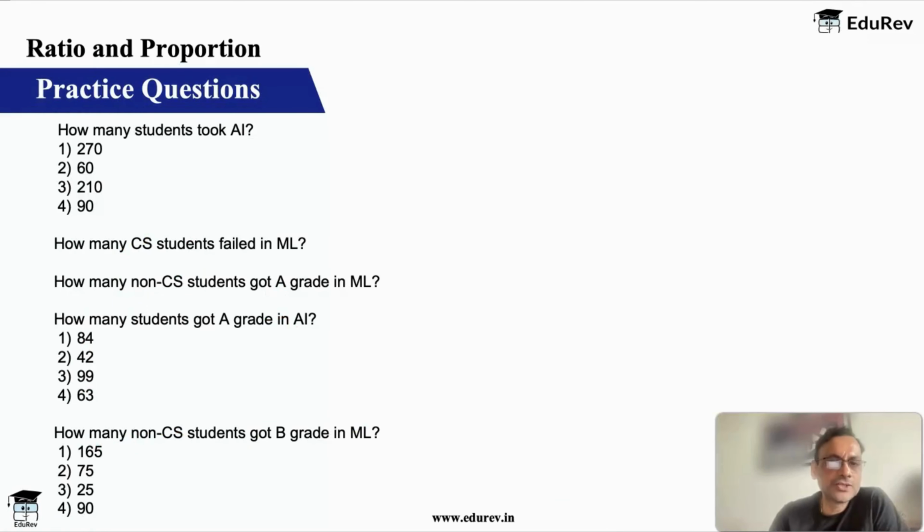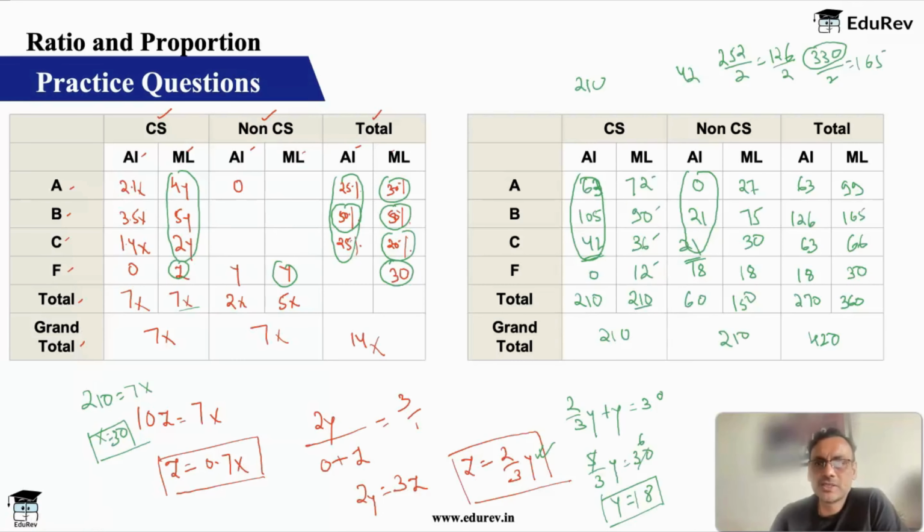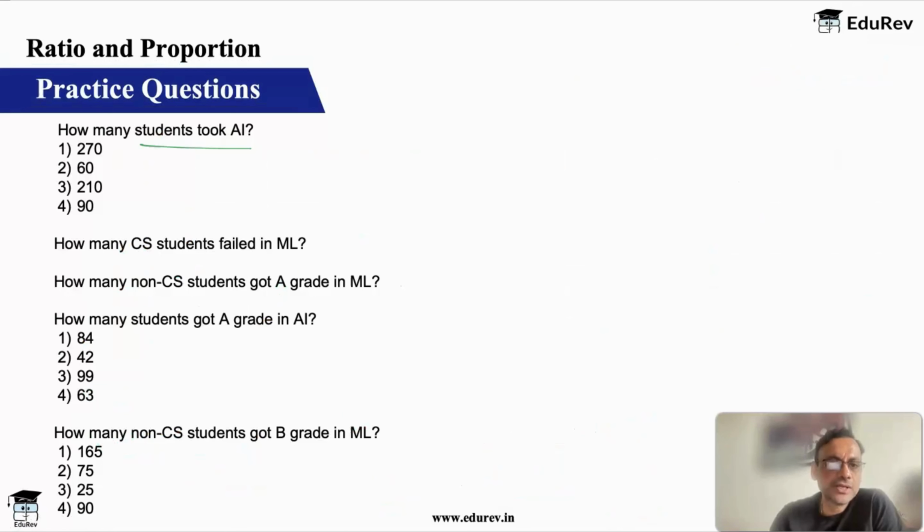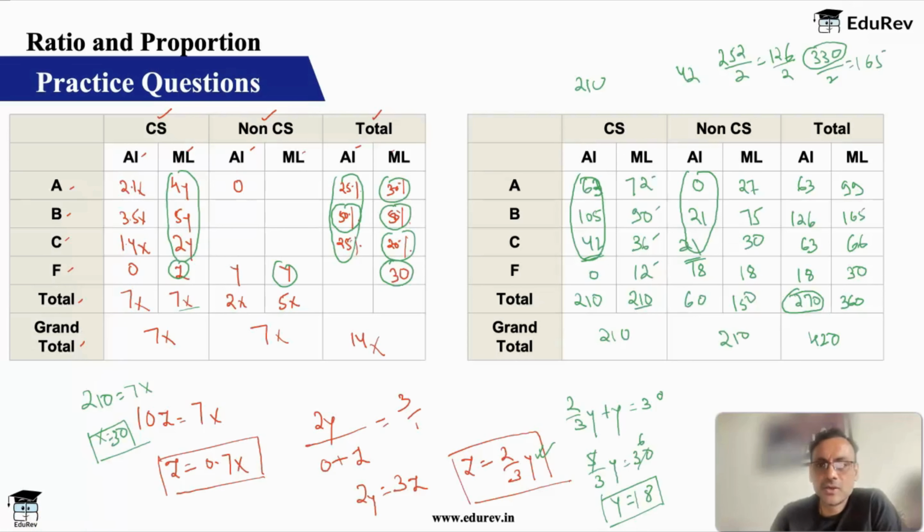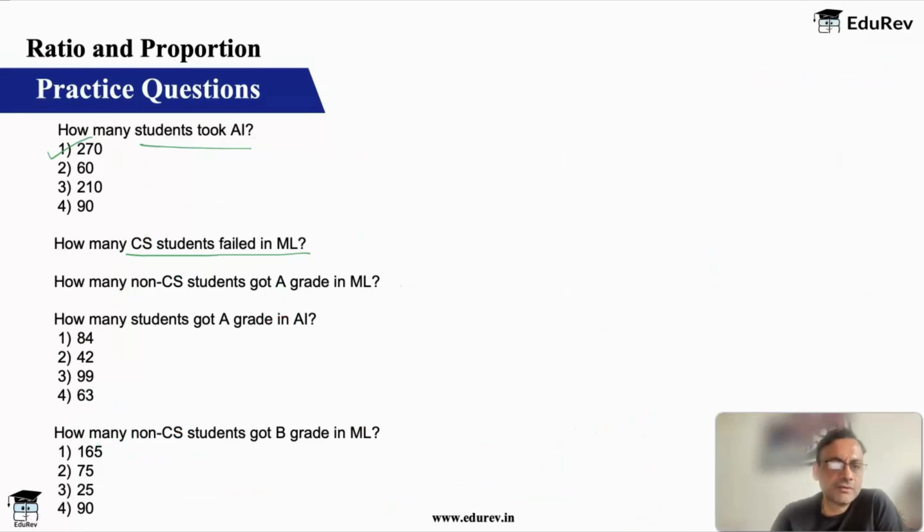First question, how many students took AI? What is the answer? How many students have taken AI? Total students is 270. 270 students have taken AI, so the answer is 270. How many CS students failed in ML? CS students who have failed in ML is 12. Okay, so the answer is 12.